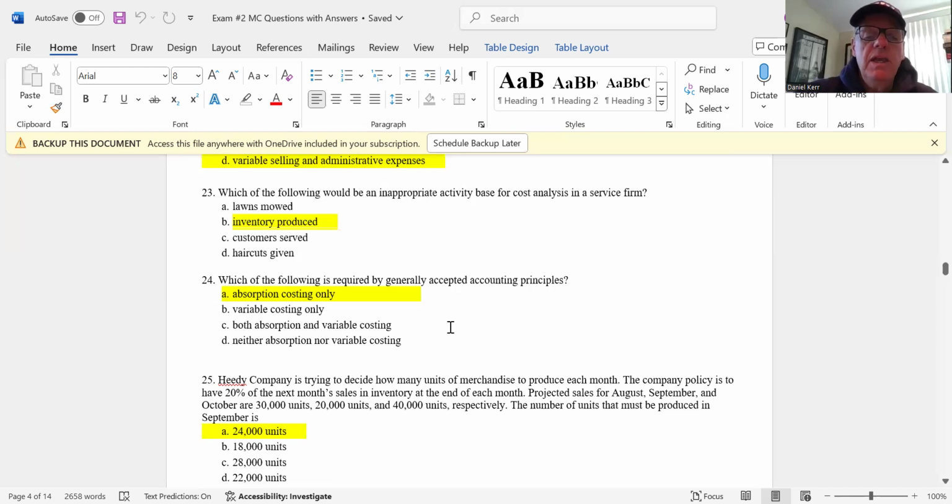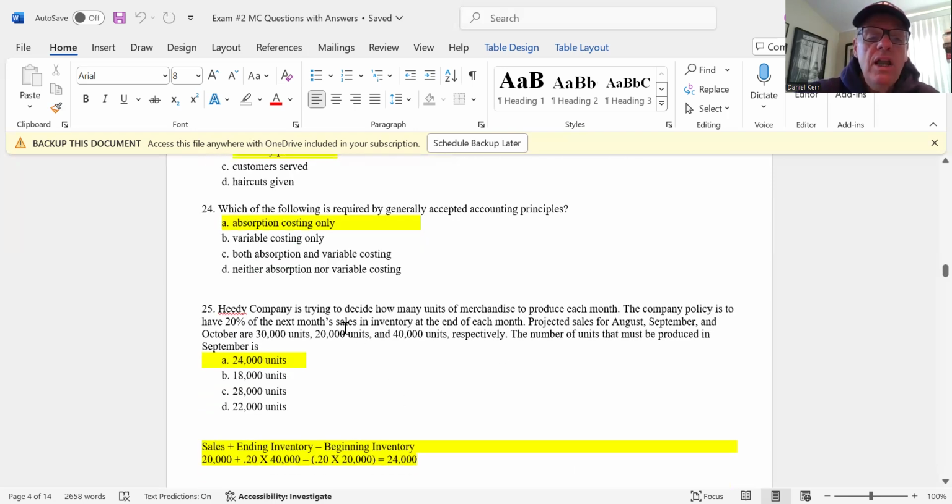And oftentimes, when you're making decisions about production levels and pricing and so forth, it's better to make those decisions on a variable costing basis than absorption costing basis. But absorption costing basis is required for generally accepted accounting principles.